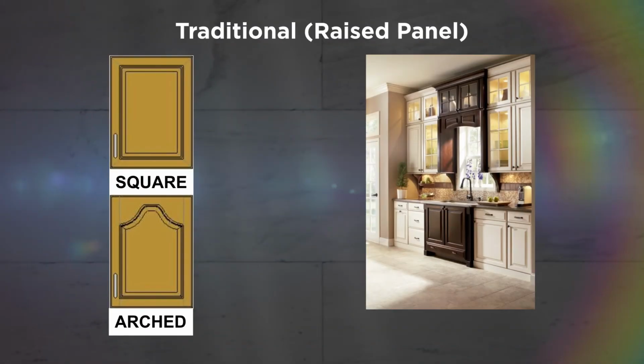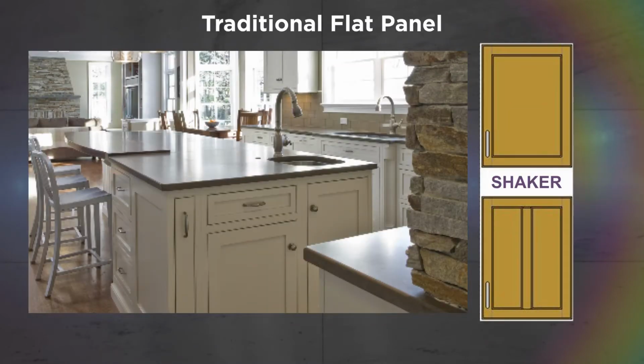This traditional look is done with the 5-piece door. Here you can see the panel is raised. You may also see them arched. This traditional style is accomplished with the thin, flat panel surrounded by a frame. If a center style is added to wider doors, we'd call that a shaker kitchen.